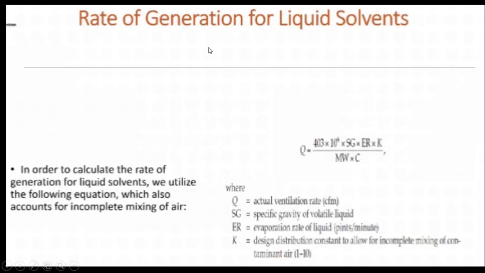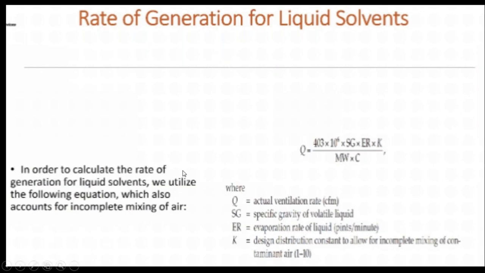Okay, next we are going towards the next scenario. Let the scenario we discussed in the previous slide stay behind. Now we have another scenario and another formula. This is about the rate of generation from liquid solvents. There is a room with a liquid solvent inside, and that solvent is evaporating due to circulation of the air, whatever the reason.